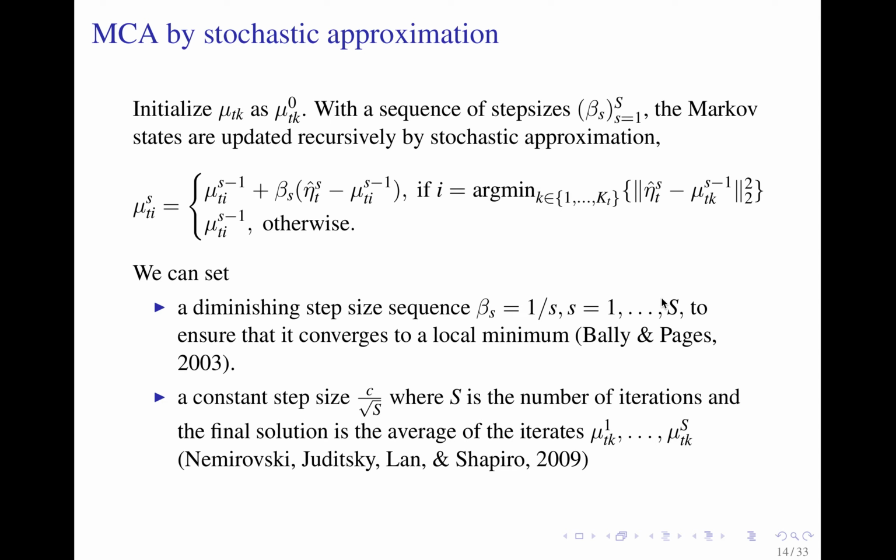Another approach is using stochastic approximation or robust stochastic optimization, depending on whether you want to use a diminishing step size or a constant step size. So you compute a gradient with respect to the parameter mu and iteratively update that. So that's pretty much it for SAA and MCA.